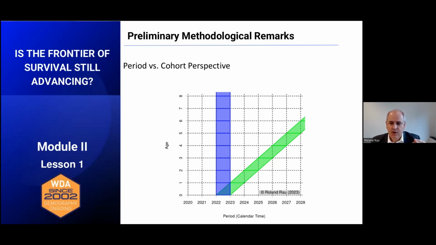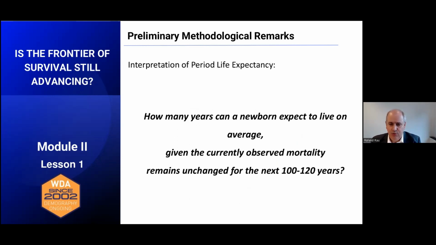This is not a perspective pretending we knew how old people will be on average born in 2022 or 1975 of any cohort still alive. That's not possible. You can make some educated guesses, but what's usually reported is period life expectancy. How long would a person live on average? And that's the important part.